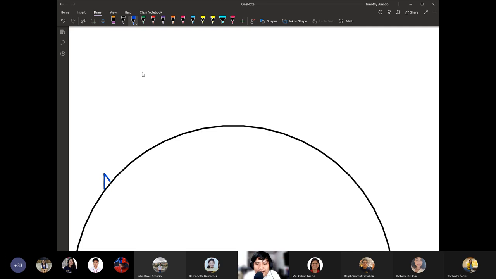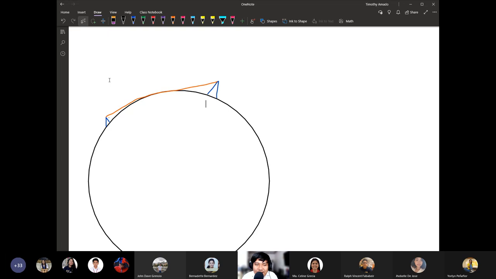Ito yung farthest distance nila, kasi mula dito hanggang dito, ito yung line of sight beam niya. Yung isa naman, mula dito hanggang dito, ito yung line of sight beam niya. Adjust natin para sakto. Gets nyo, guys? Kasi beyond that, sasayad na dun sa curvature ng earth yung communication. Okay? Naintindihan po? So that's why mayroon siyang upper limit na hindi ka na pwede mag-go beyond.